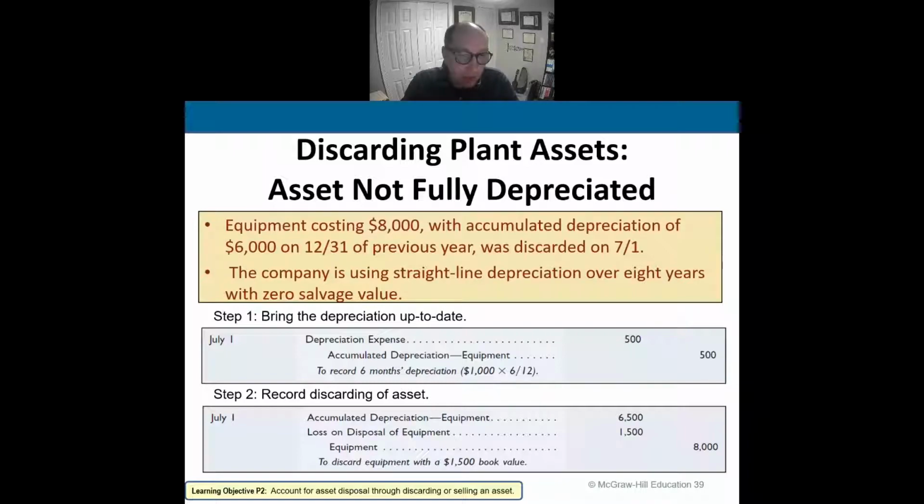So you need to record your depreciation on a regular basis. If you're going to get rid of a piece of machinery and it has not yet fully depreciated, you need to recognize the depreciation up to the current date. So you debit depreciation expense, credit accumulated depreciation up to that current date. And then the second transaction you need to make is the removal of the asset. Debit accumulated depreciation, credit loss of disposal of the equipment, and credit the book value of the equipment.